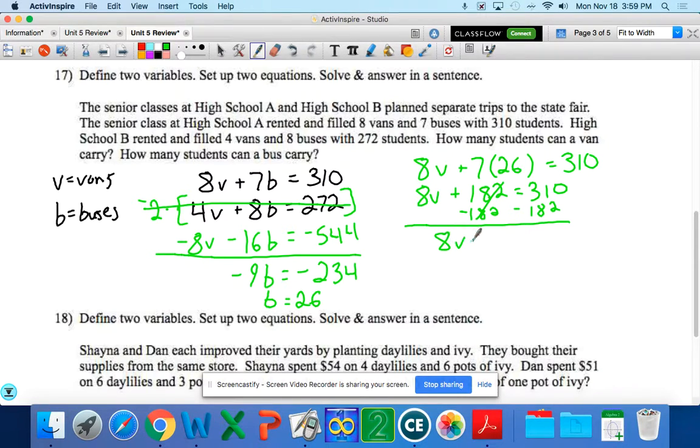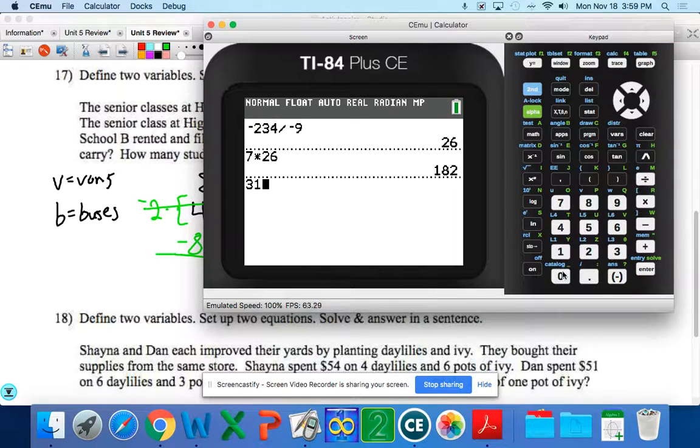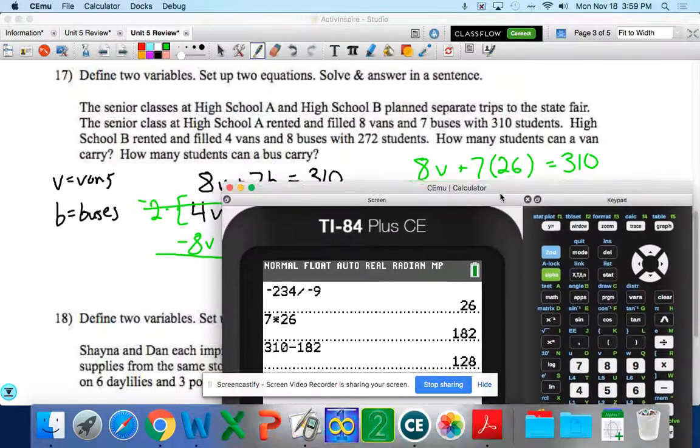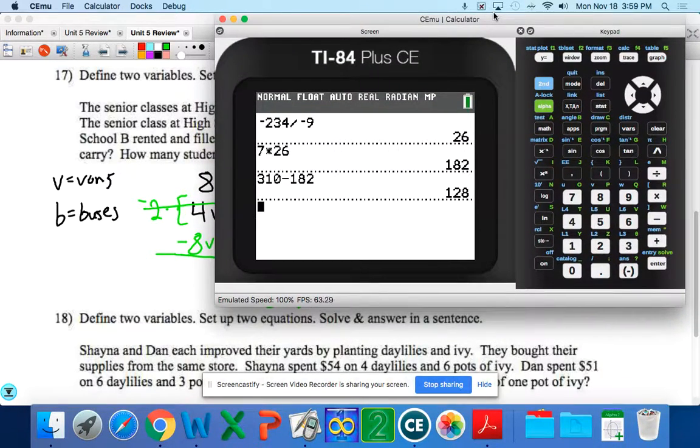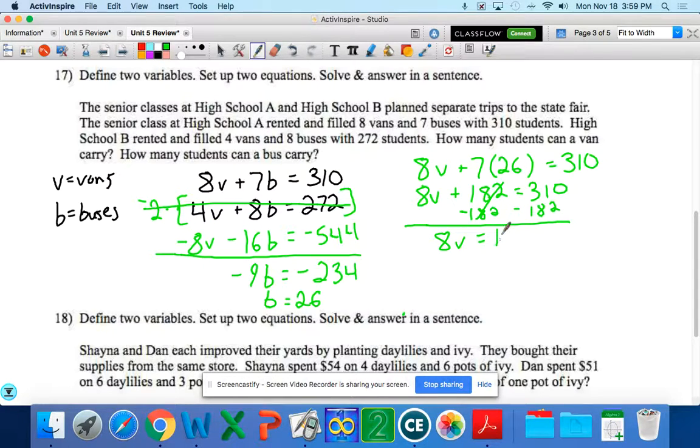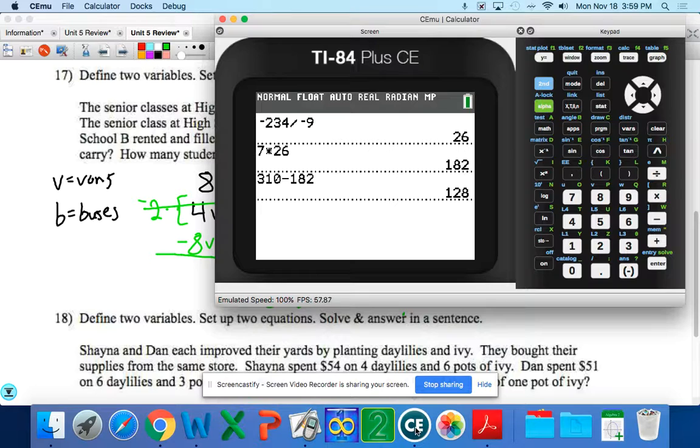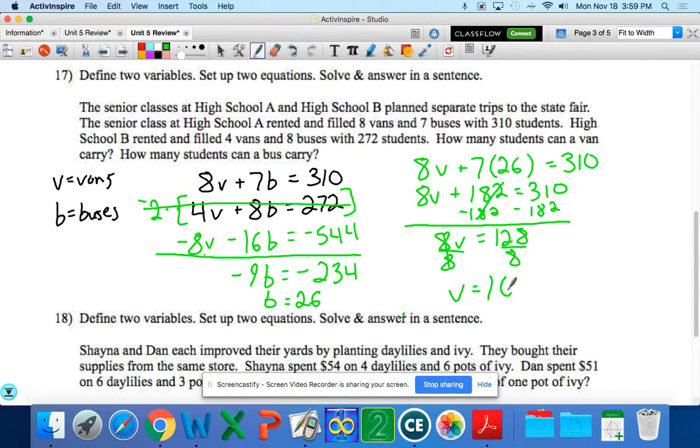We get that 8v equals 128. We divide by 8, divide by 8. And we get that a van holds 16. So a 16 passenger van, a 26 passenger bus, and that would be what your answer would be.